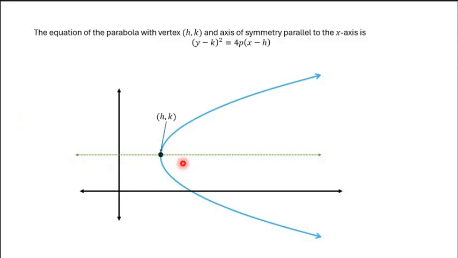The focus of the parabola would be a point on that axis of symmetry, and it would be p units away from (h, k), or p units away from the vertex. So since p is that value, if I go p units to the right here, that would be the point called the focus. So the focus has coordinates (h + p, k) for a sideways opening parabola. And then the directrix would be p units in the opposite direction from the vertex. So if I go p units in that direction, I get the directrix. And the equation of the directrix is going to be x = h − p.